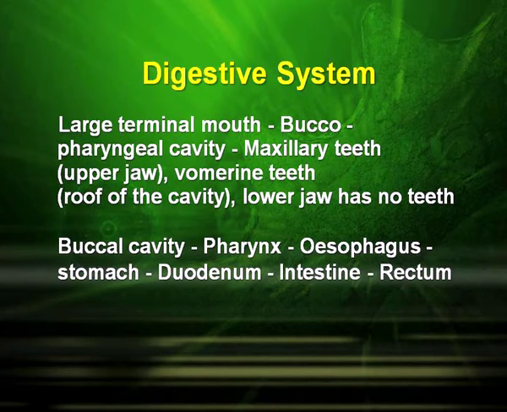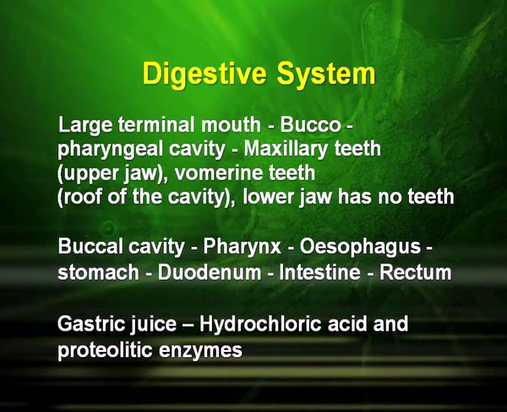The buccal cavity leads to the pharynx, which goes to the esophagus, then the stomach, duodenum, intestine and cecum. The gastric juices released are hydrochloric acid and the proteolytic enzymes.